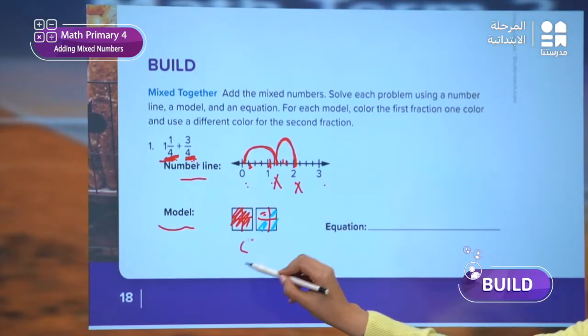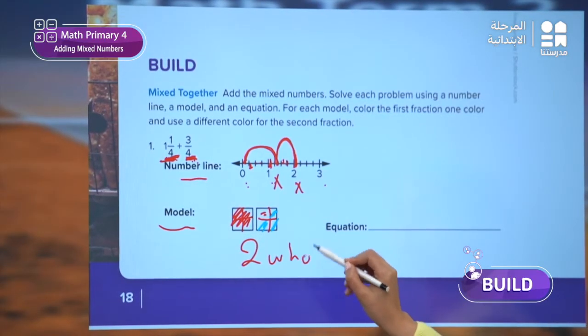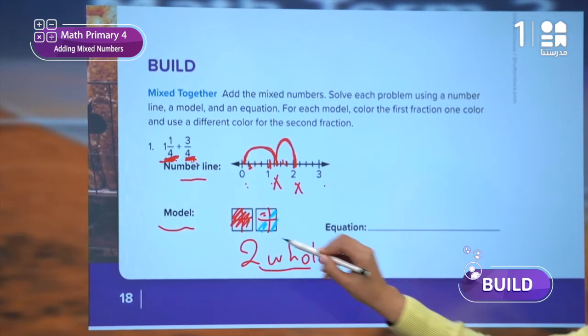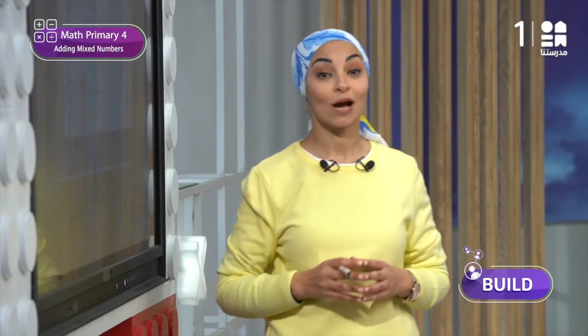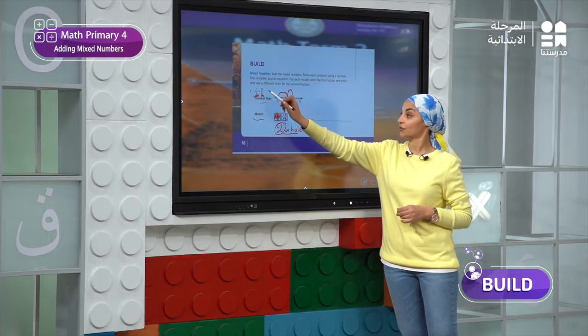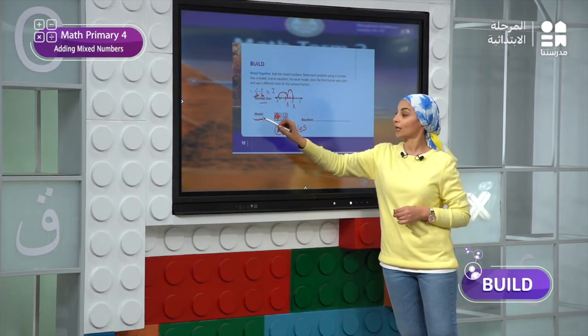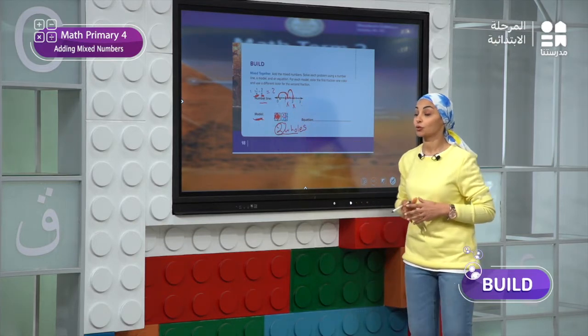Yes, it consists of 2 wholes. 2 wholes, right? Now I colored the 2 models, the 2 wholes. So my answer is also 2. And now we are sure that our answer using the number line is correct. Here the answer equals 2, and also when I use the model the answer equals 2.